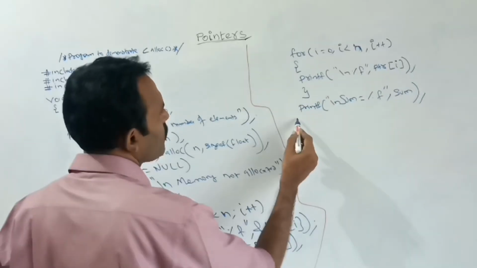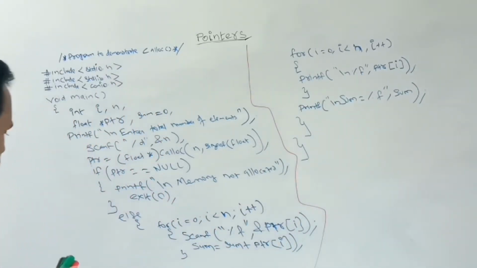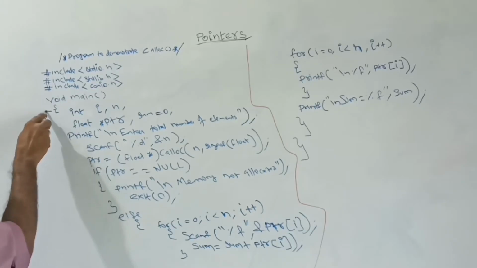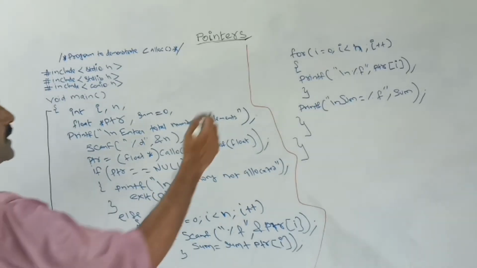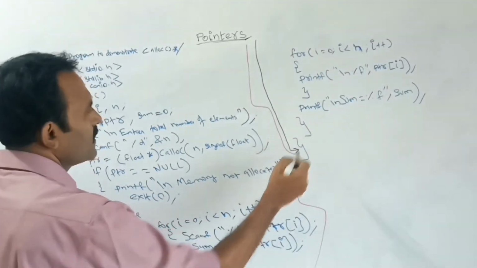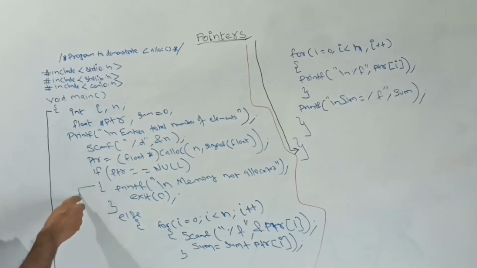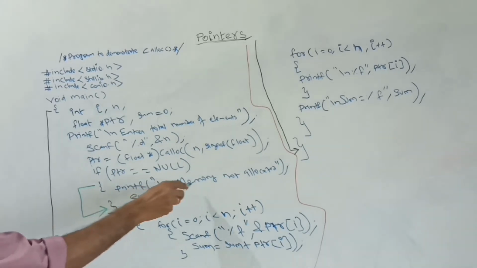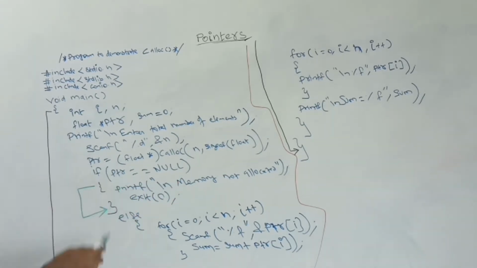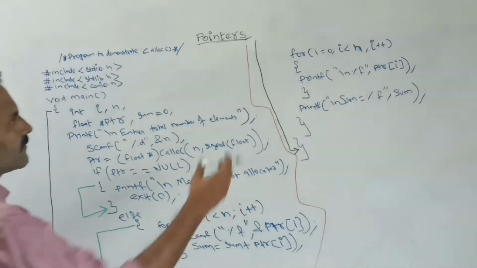Next I am closing the else part and I am closing the main part. See here, the main function open brace, this one, and that main function close brace were closed here. Next, here the if condition: if this condition is satisfied, then inside this if part this statement executes. Otherwise, the else part; this else part I had completed here.